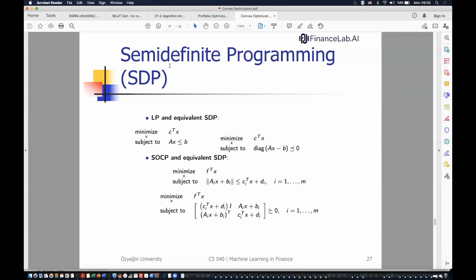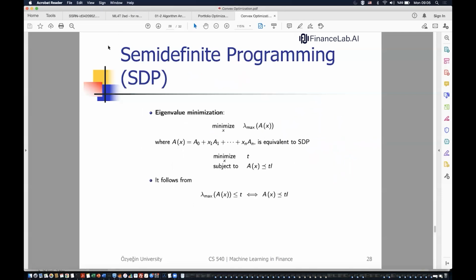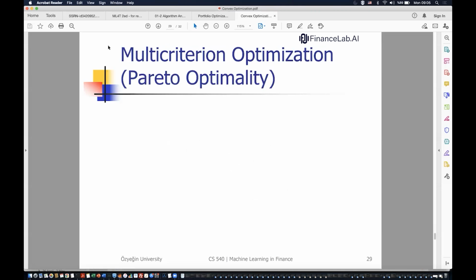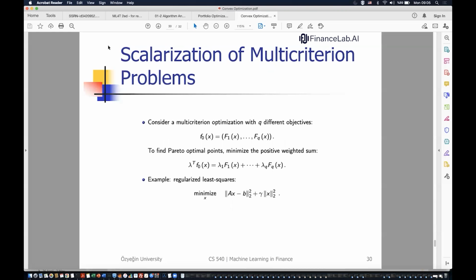And again, different problems can be turned into a semi-definite problem because semi-definite programming is a more general case of these problems. So for instance, if we have a matrix and we try to minimize its eigenvalue, that's also a semi-definite programming problem.